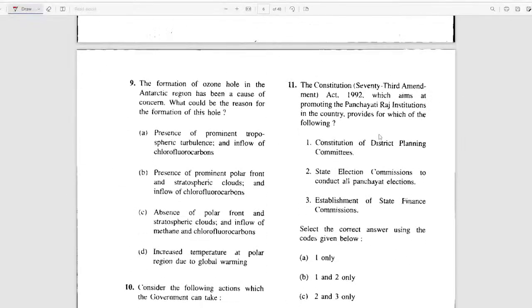The ninth question: the formation of the ozone hole in the Antarctic region has been a cause of concern. What could be the reason for the formation of this ozone hole? So the takeaway from this is you have to read about the ozone hole, its uses, and if there is a formation of a hole, what are the reasons and causes of that hole.